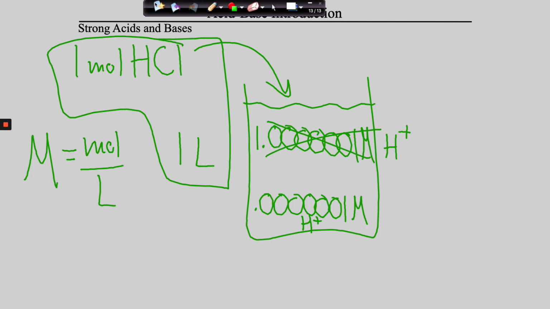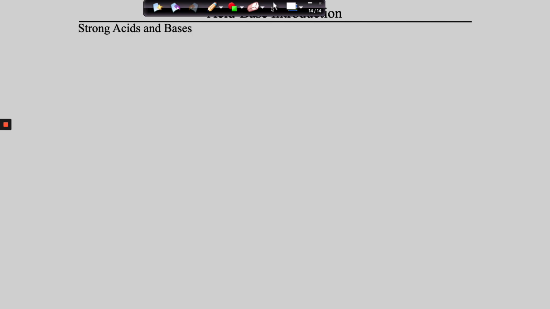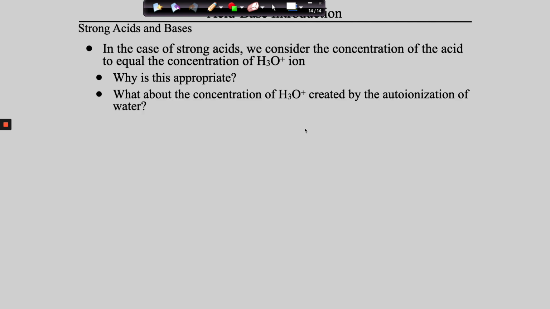So guys, that is what all of this means. In the case of strong acids, we consider the concentration of the acid to be equal to the concentration of hydronium ion created from the addition of the strong acid. Why is this appropriate? Because the concentration of the hydronium ion that's there from the autoionization of water is so stinking small it's a rounding error. So we just don't include it.